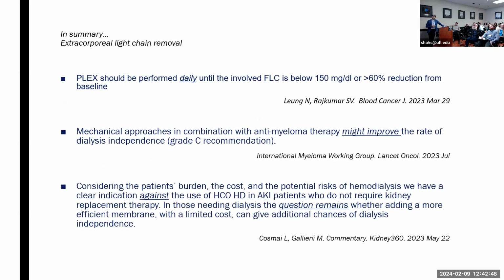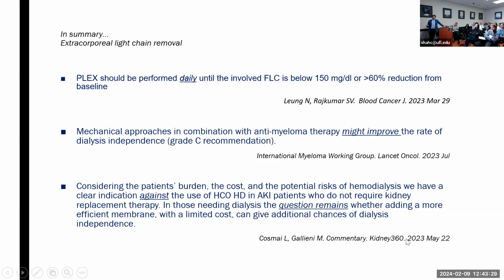Data is yet to come. All 3 publications came out in 2023 about extracorporeal light chain removal. Let's review them. The Mayo Clinic group recommends performing daily light chain removal with plex until light chain levels are less than 150 milligram per deciliter, published in Blood Cancer Journal. The International Myeloma Working Group, again published in 2023, said mechanical approaches in combination with anti-myeloma therapy might improve dialysis independence. This is a grade C recommendation, and they also summarize that at 3 months, the outcomes are not different.